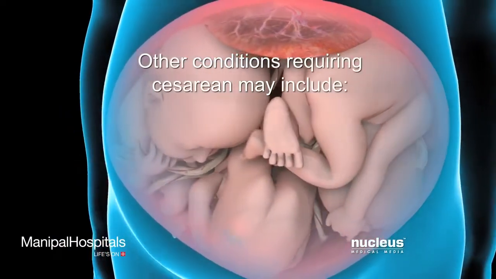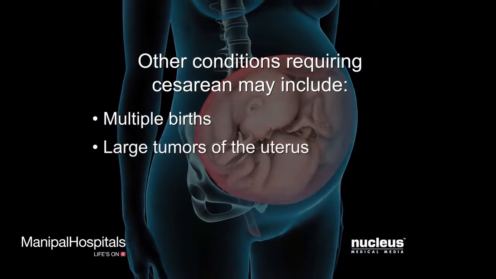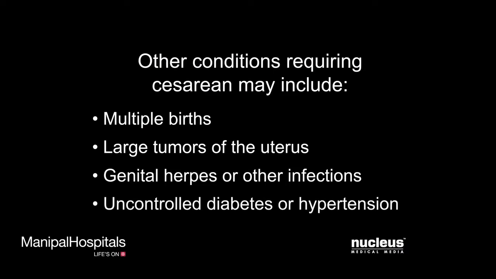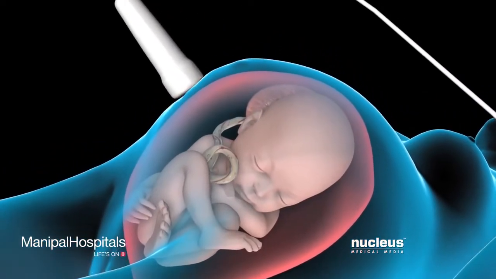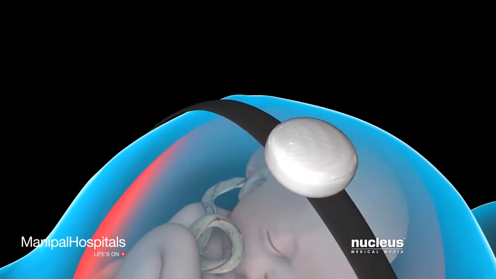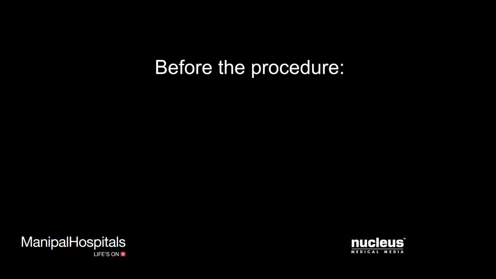Other conditions that may require a cesarean section include multiple births, large tumors of the uterus, genital herpes or other infections, or medical problems such as uncontrolled diabetes or hypertension. Your doctor may use ultrasound testing and a fetal heart monitor to help decide whether your baby should be delivered by cesarean. When a cesarean section becomes necessary, you will be prepped for surgery.